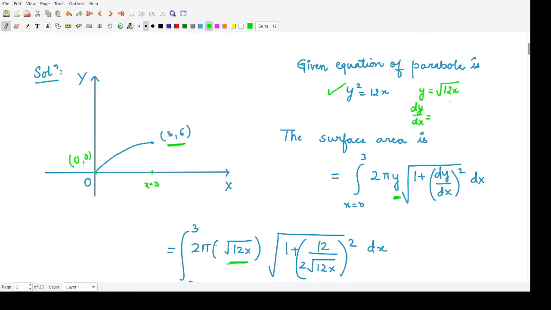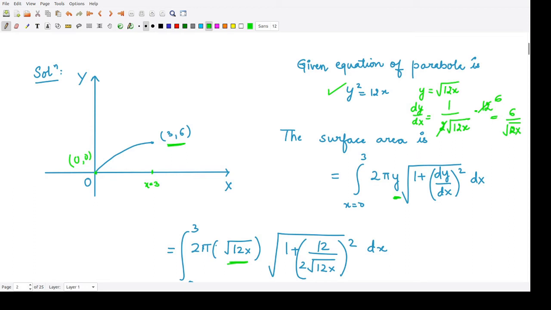That is equal to 1 divided by 2 square root 12x multiplied by the derivative of 12x, that is 12. So this 2 and 12 cancel with each other, so we are left with 6 divided by square root 12x. So that is dy by dx.